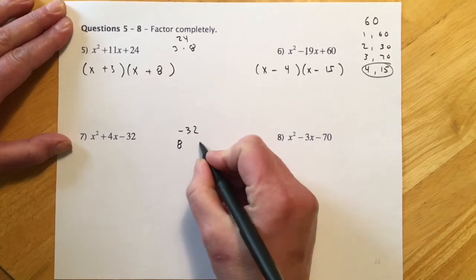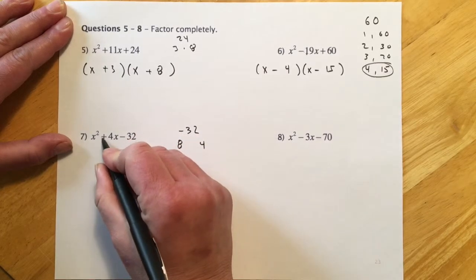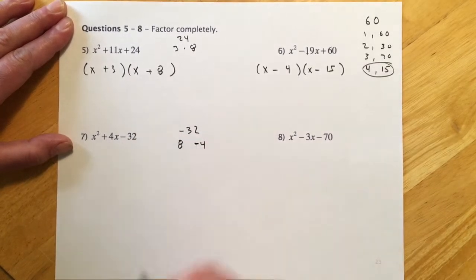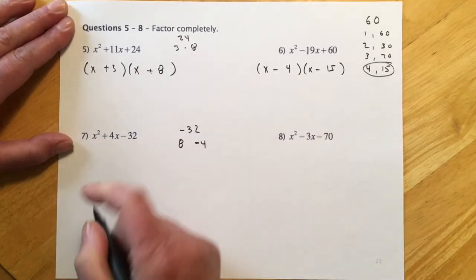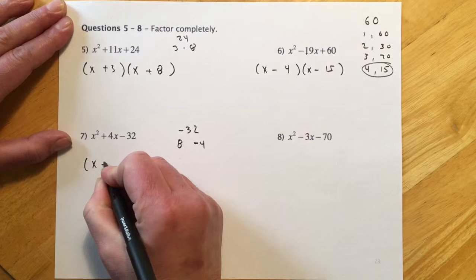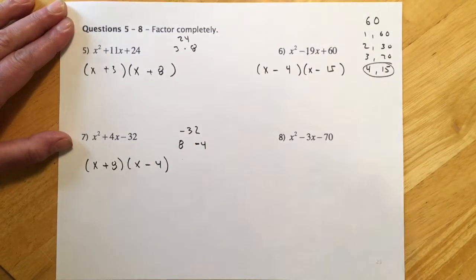So then 8 and 4 multiply to 32, they're 4 apart. The middle term is positive, so that 4 is going to be my negative, because 8 plus the negative 4, 8 minus 4 makes 4. So that's going to be x plus 8 and x minus 4.